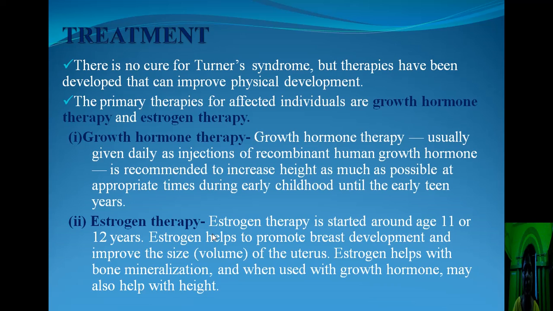Growth hormone therapy is usually given as daily injections of recombinant human growth hormone. It's recommended to increase height as much as possible at appropriate times during early childhood until the early teen years. The growth hormone, which is artificially prepared by recombinant DNA technology, is injected into the body of the patient having Turner syndrome during early childhood until the early teen years.